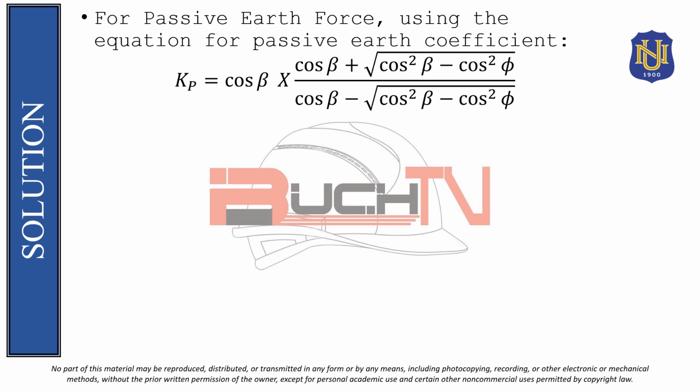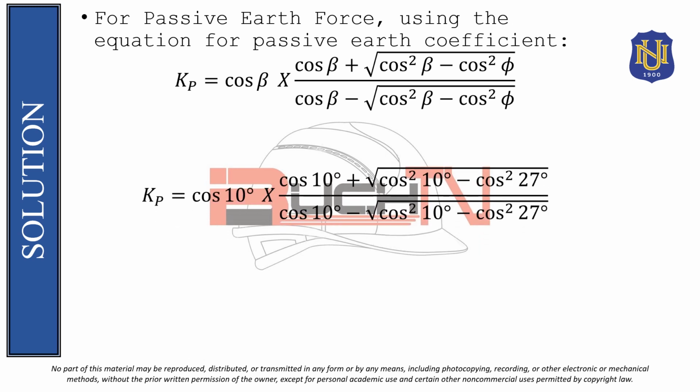Substituting beta of 10 and phi of 27 degrees, that is K sub P is equal to cosine 10 degrees times cosine 10 degrees plus square root of cosine squared 10 degrees minus cosine squared 27 degrees, divided by cosine of 10 degrees minus square root of cosine squared of 10 degrees minus cosine squared of 27 degrees. Calculating this one, we will get a passive earth coefficient of 2.4462. So, the passive earth coefficient is always greater than 1.0.